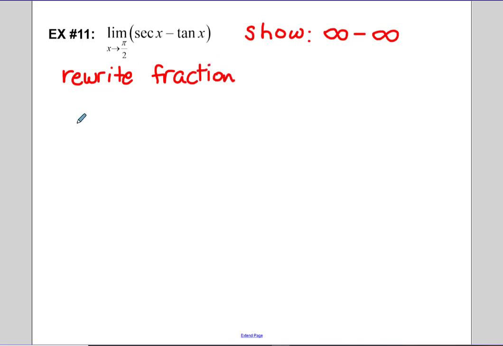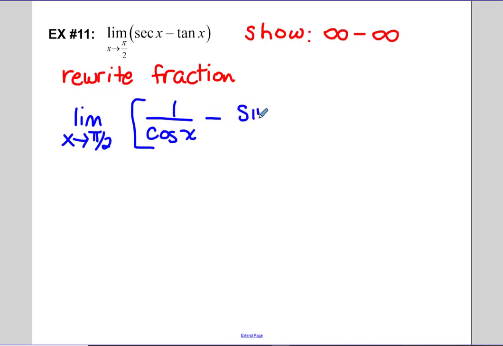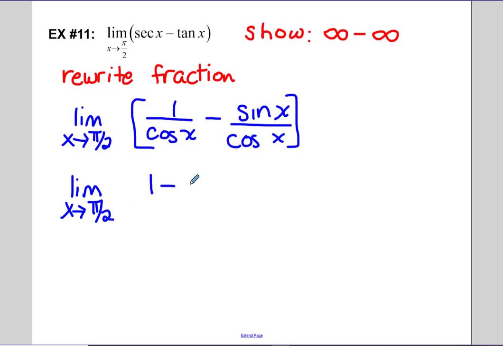And if you think about secant as 1 over cosine and tangent as sine over cosine, then you can use those properties of trig identities. Get a common denominator. Cosine's my common denominator. Put those together. We've got the limit approaching pi over 2 of 1 minus sine divided by cosine. And let's see, what's that going to give us?